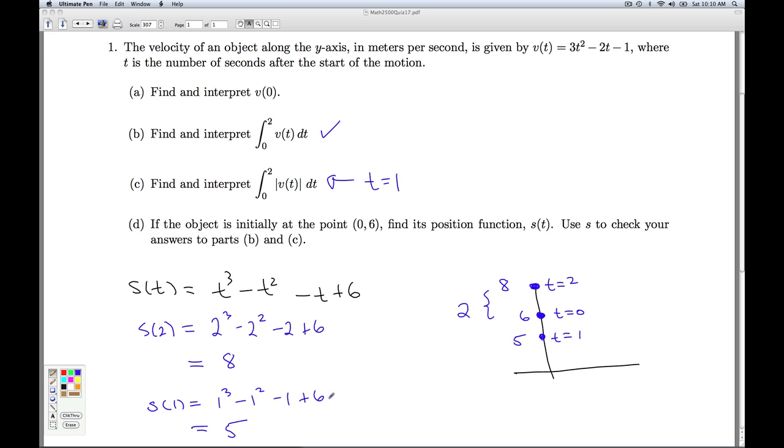And what was important about t equals 1? That's when the velocity changed from down to up. So the path of this object, I start at 6, I head down to 5. And then at 5, I turn around and I start heading back up. So 6 to 5 is a 1 unit distance. Then I go from 5 back up to 8. That's a 3 units distance. You add those together, you get 4 units. So that checks part C.